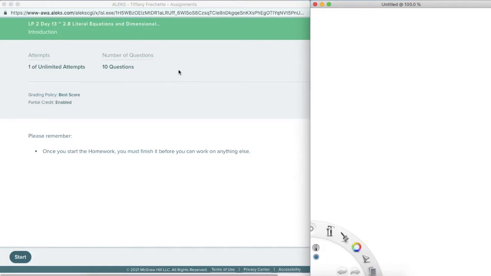All right. This is Chapter 2, Section 8. It's called Literal Equations and Dimensional Analysis. Sounds super fancy. We're going to break it down so that we can figure out what those two terms mean.